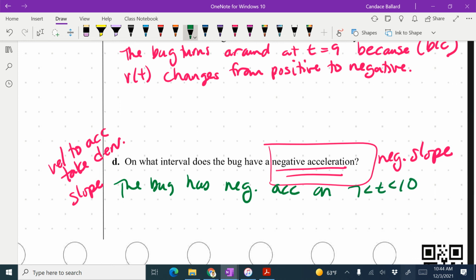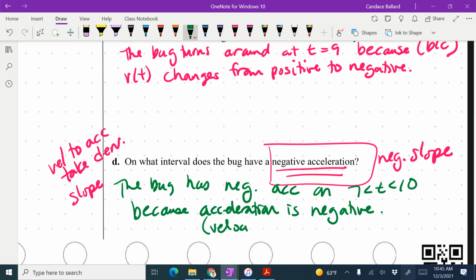Okay. And it doesn't tell me to write why, but I'm going to. I would say because the acceleration is negative. And then I'm also going to write in parentheses the velocity has a negative slope. So that way when you're looking at it in your notes, you can go, oh yeah, that's what we were talking about.